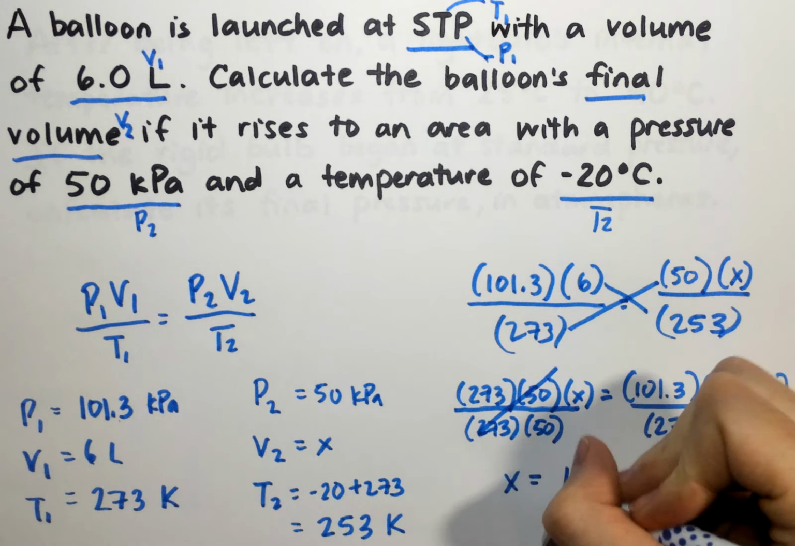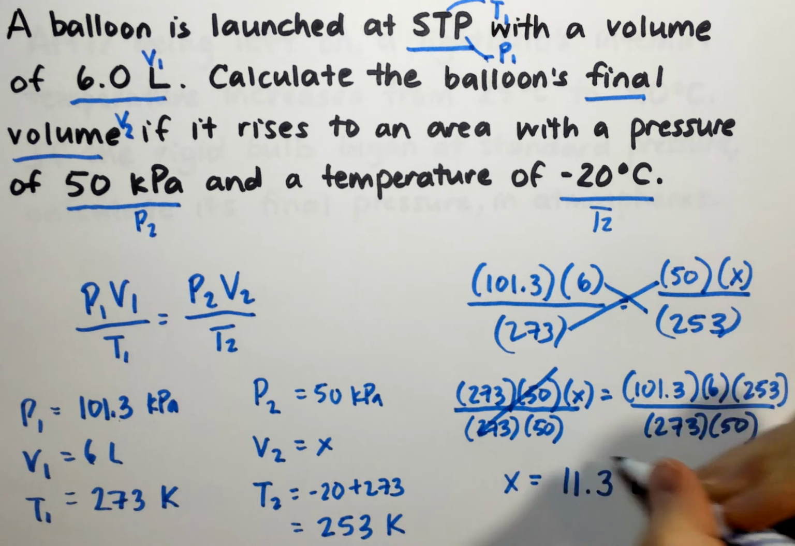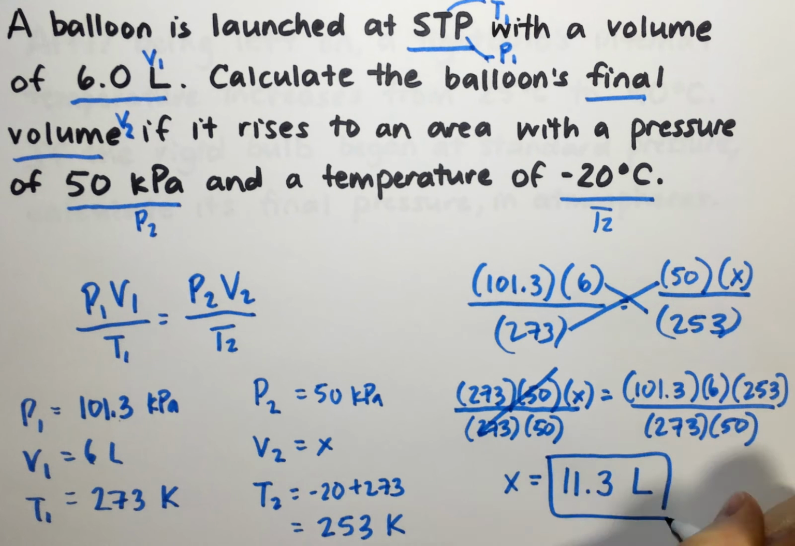When I plug this into my calculator, I get 11.265, which I'll round to 11.3. And I know that my units on that have to match my original units for volume. So let's make it 11.3 liters. And that's that. Because I converted to Kelvin, I got a measurement that seems to make sense.